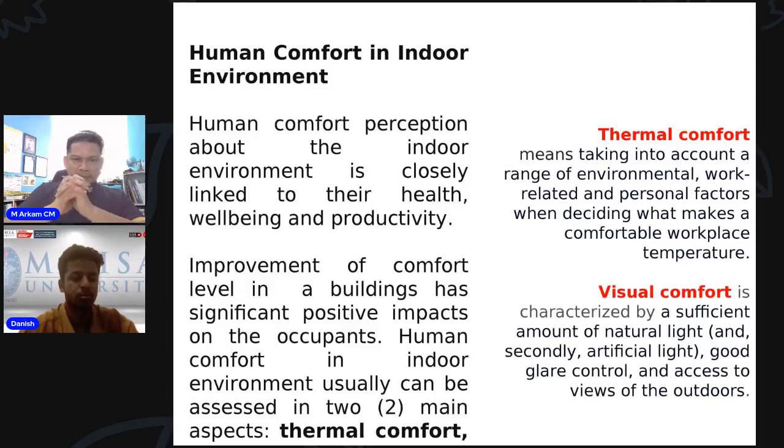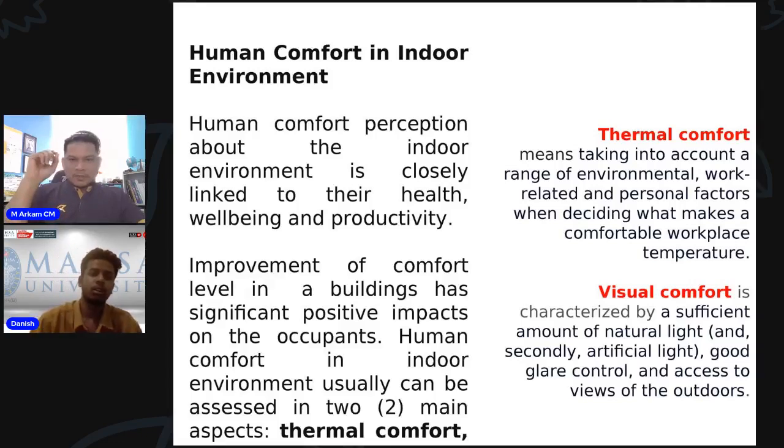So human comfort is the perception about the indoor environment. We talk about how the indoor environment can give us comfort as occupants of the building. Improvement of the comfort level in buildings has significant positive impacts on the occupants. Human comfort in the indoor environment can usually be addressed in two ways: thermal comfort and visual comfort. So those are the main two indoor environmental comforts that we're looking for.